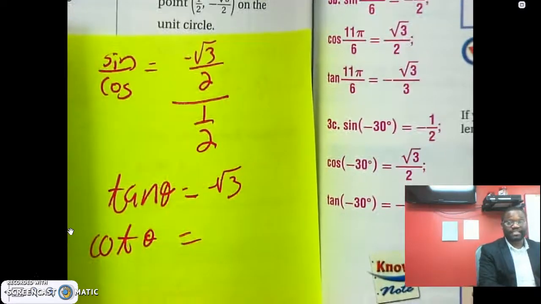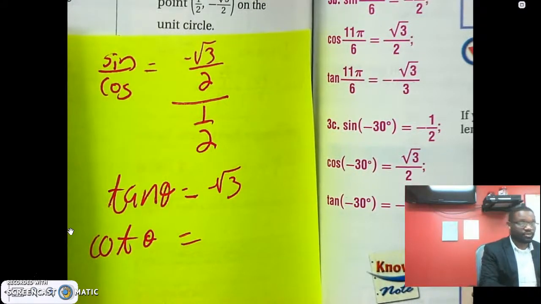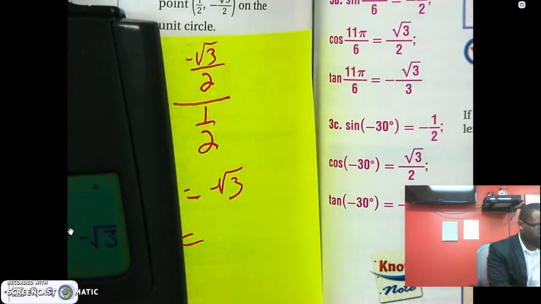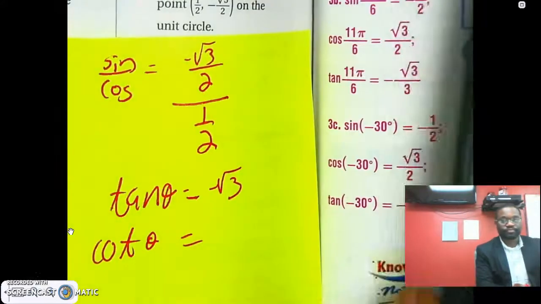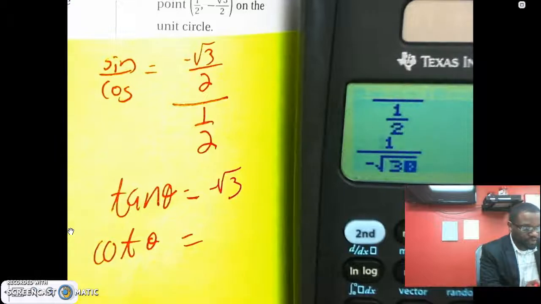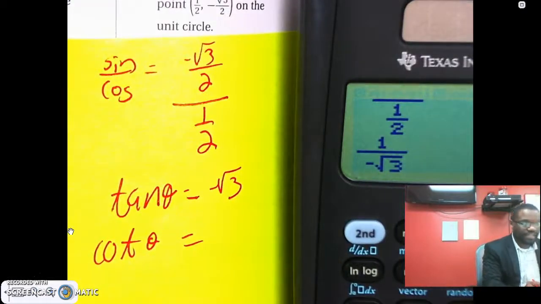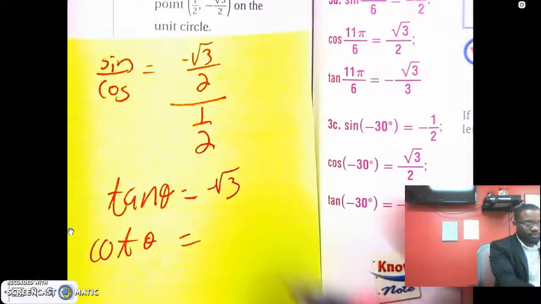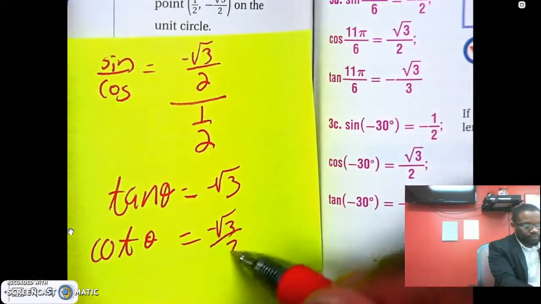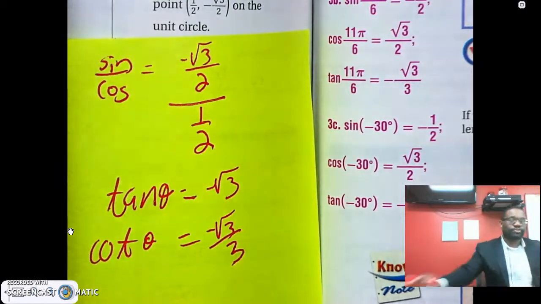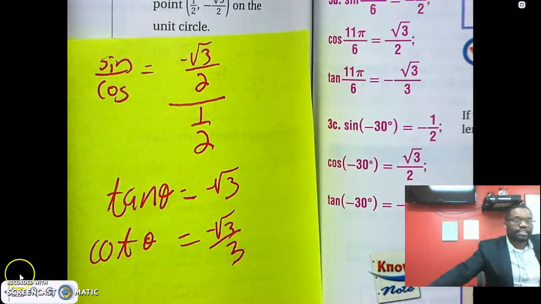Then I would find the tangent, and then I would take the reciprocal of that. So what I would do is put 1 over negative square root of 3 and hit enter. And then it tells me that it's negative square root of 3 over 3. Now, they didn't ask me for cotangent. I'm just saying we need to know how to find the reciprocal, or that cotangent is the reciprocal of tangent.